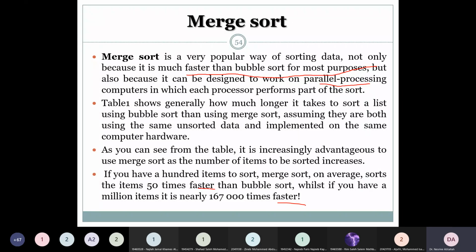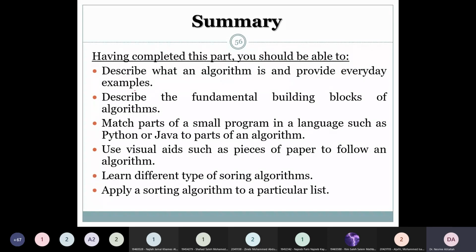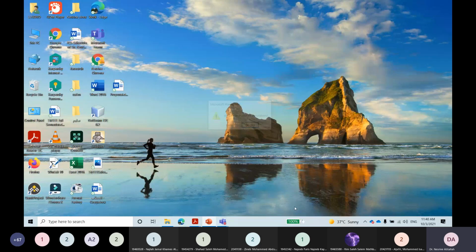Having completed this part, you should be able to describe what an algorithm is and provide everyday examples, describe the fundamental building blocks of an algorithm, match parts of a small programming language such as Python or Java to parts of an algorithm, use visual aids such as pieces of paper to follow an algorithm, and learn different types of sorting algorithms and apply a sorting algorithm to a particular list. We will apply these sorting algorithms tomorrow, inshallah.